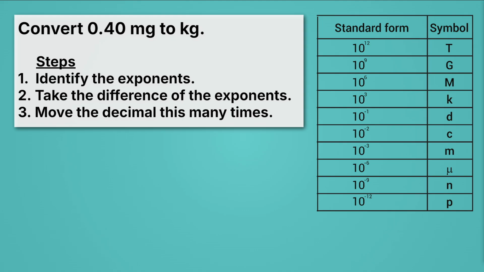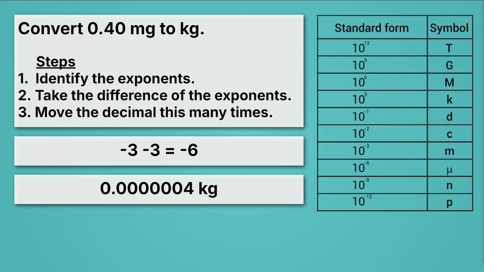Were you able to find the answer? You should have gotten 0.000004 kilograms, almost no kilograms at all. Notice that here when we took the difference, we got a negative 6. So we needed to make our number much smaller by moving that decimal to the left. All right, hopefully that helps you feel somewhat more comfortable with your SI prefix conversions.